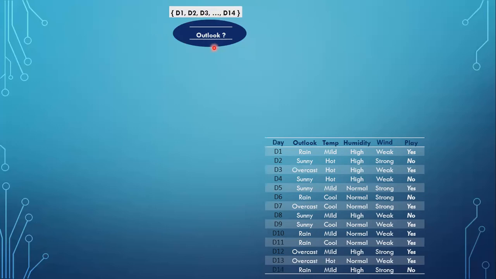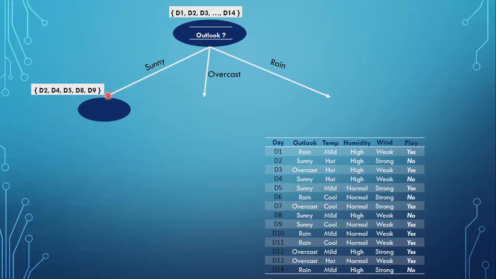Outlook is having the highest information gain, so we have chosen it. There are 3 possible values of outlook: sunny, overcast, and rain. If we select the records from this data set where the outlook is equal to sunny, we will be left with these records only, that is D2, D4, D5, D8, and D9.